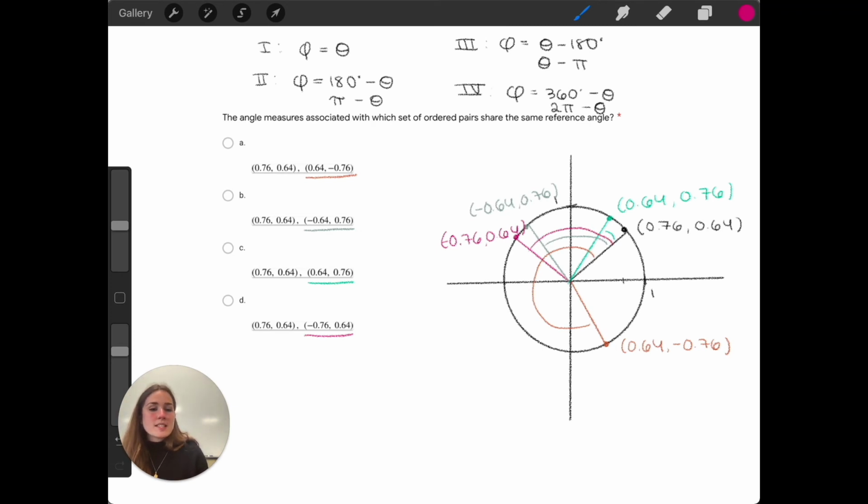We can expand that definition a little bit and say that for ordered pairs to share the same reference angle, they need to have the same x and y values, but they can have different signs. So option D gives us the same x value and the same y value, so that 0.76 and that 0.64, but our x value is negative. You could then think that if we had positive 0.76 and negative 0.64, so a point over here, that would share the same reference angle, as well as if they were both negative, so that they were over here. That would also share the same reference angle. So our answer is D.